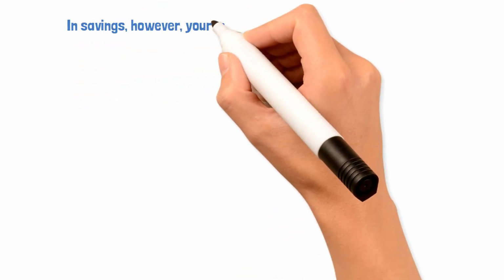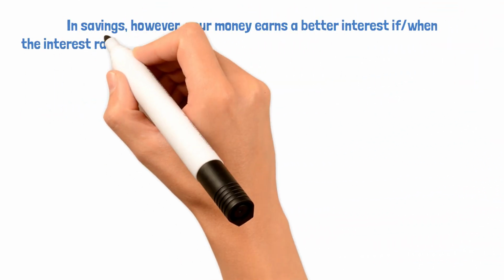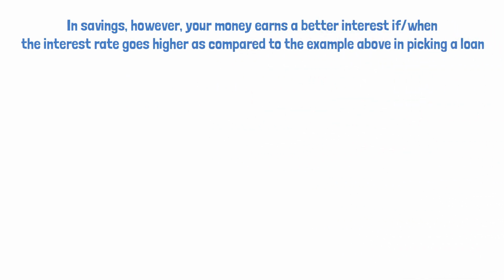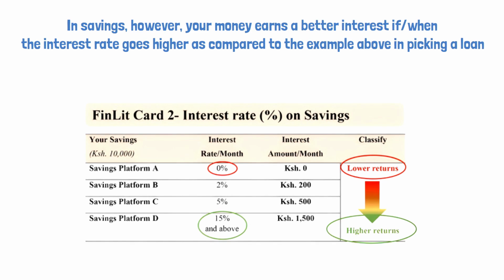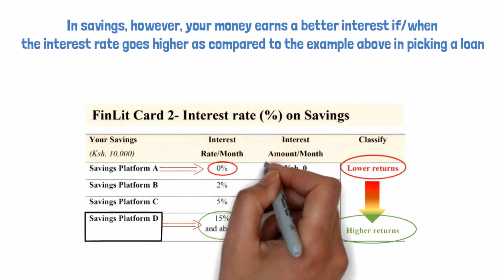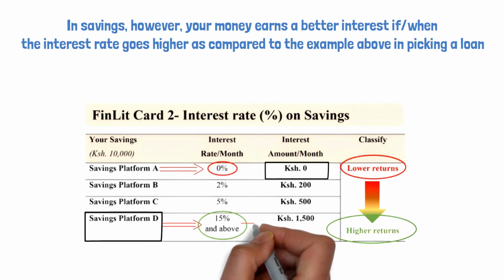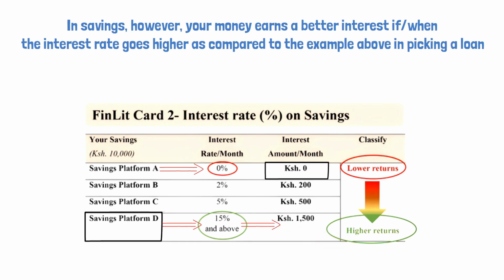In savings, however, your money earns better interest if the interest rate goes higher, as compared to the example above in picking a loan. While saving on Platform A, you earn a lower interest rate of 0% compared to savings on Platform D, offering you a 15% return on your savings. In this example, when saving with Platform A, you do not earn any money on top of your savings per month. This means with the 15% rate offered for saving with Platform D, you earn 1,500 Kenyan shillings on top of your savings per month.